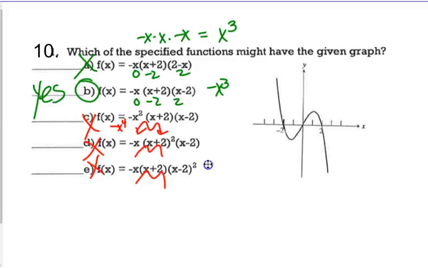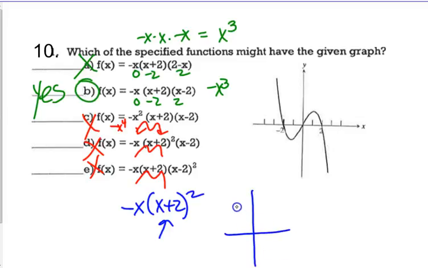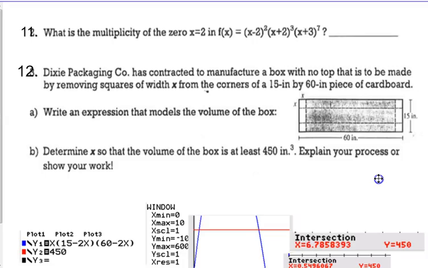Tell me what's wrong with this. Good. This would have to have a bounce at -2 and no 0 at +2, right? Nope. It would bounce at -2 and then cross at 0. Okay? It'd be the same shape, but not the same graph.